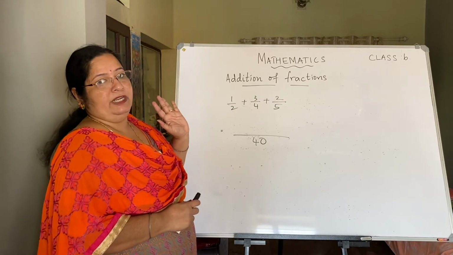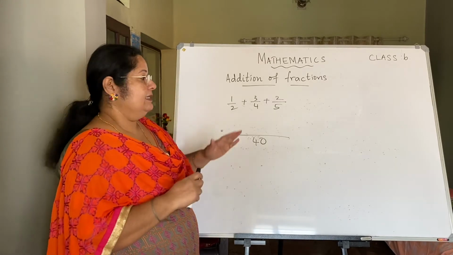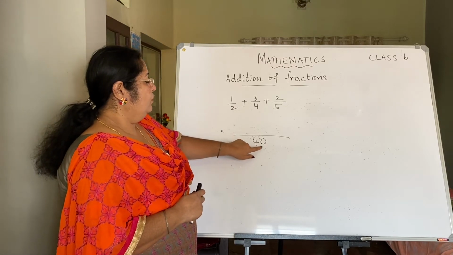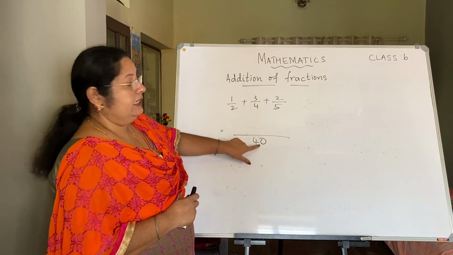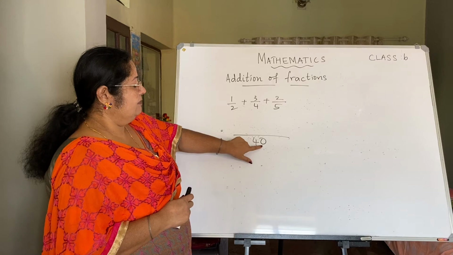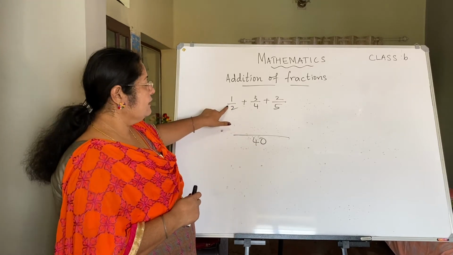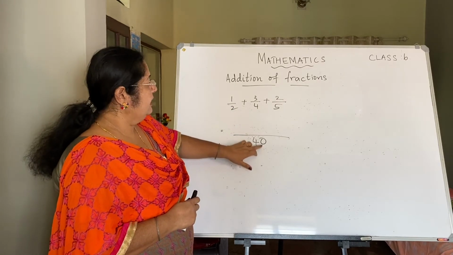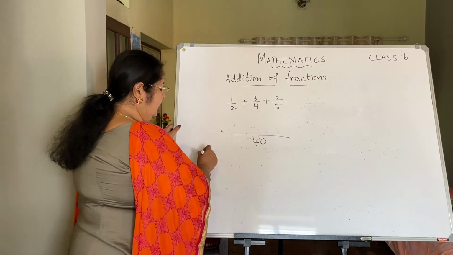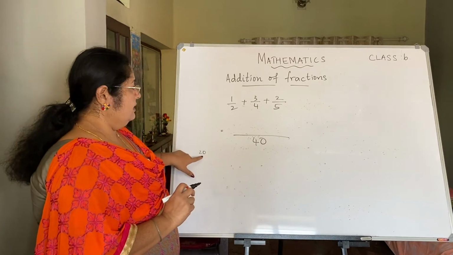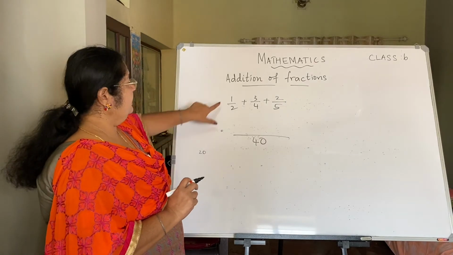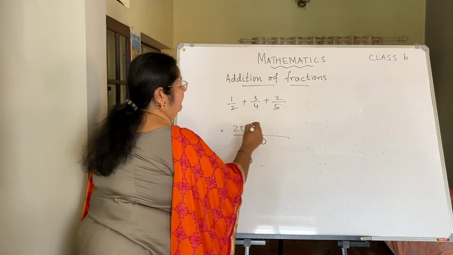Now how to get the numerator? It goes in a stepwise we will do it. Now first thing is, you divide this 40 with the first denominator. Divide this product what you got here with the first denominator. So 40 divided by 2. How much you are getting? 40 divided by 2 is 20. Now this 20 you multiply with the numerator. So 20 into 1, 20.